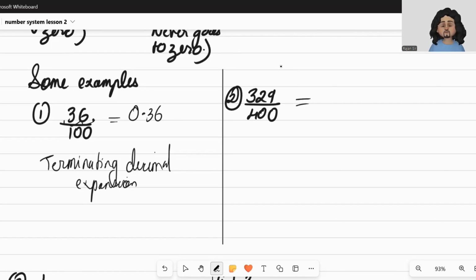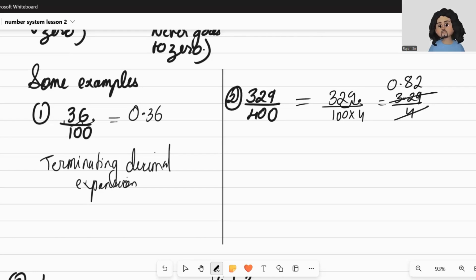Now, what about this one? In this case, you have to divide 329 by 100 into 4. First you divide it by 100, so you move the point two places because there are two zeros. We have 3.29 divided by 4. Now you can divide by 4 easily. So we have 0.8225.